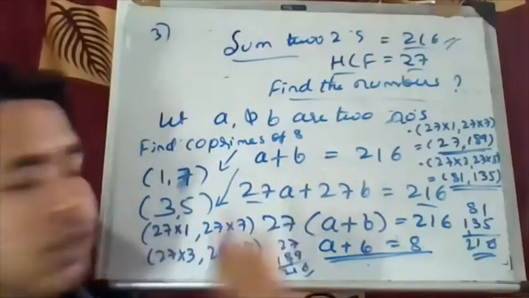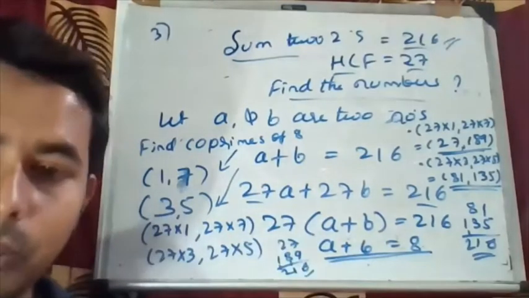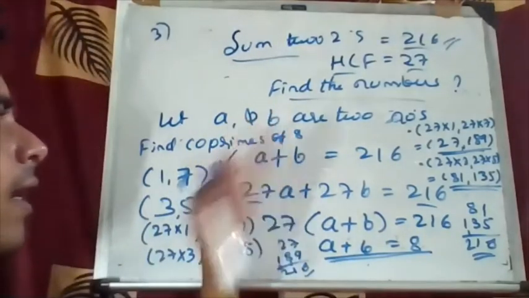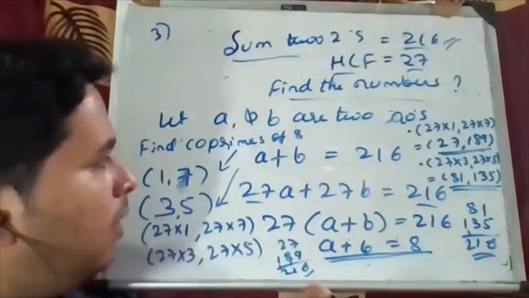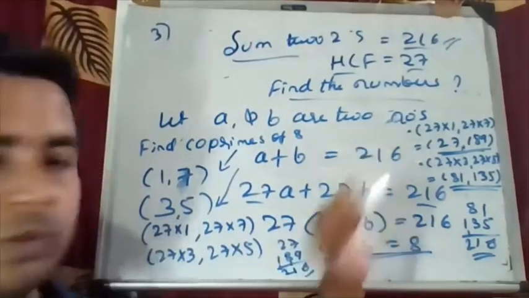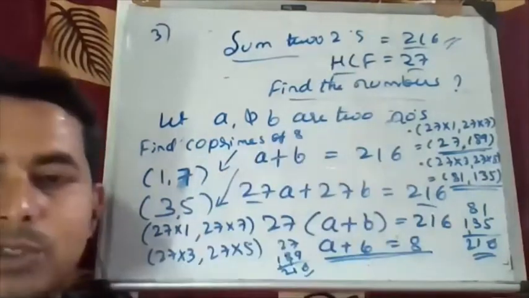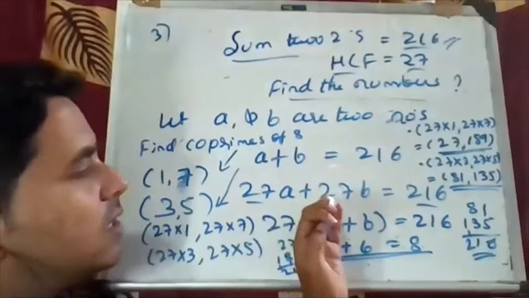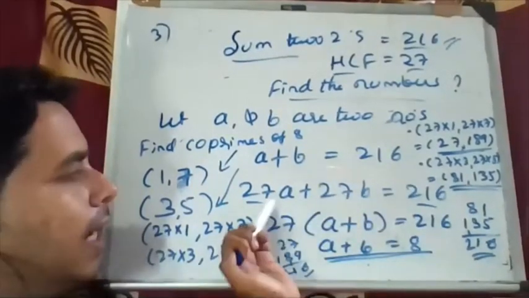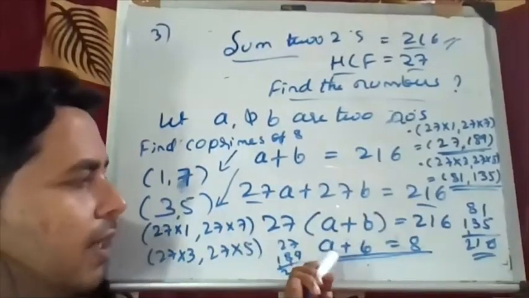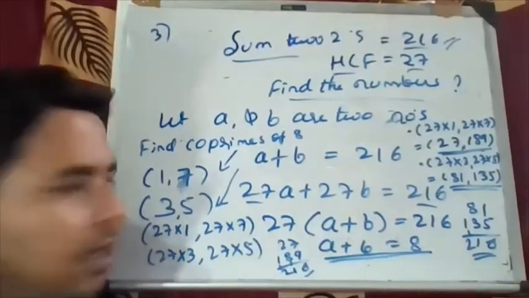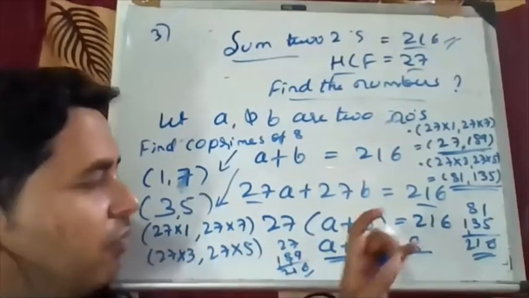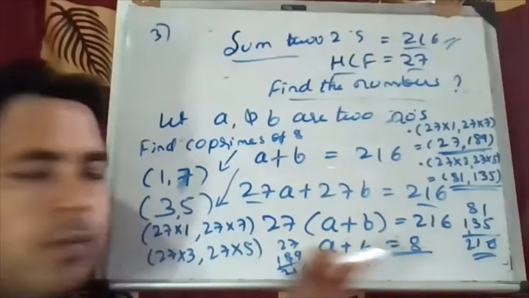Okay, this is the concept of how you have to find the two numbers. First, what to do? Let A and B be the two numbers, and if their sum is 216 and their HCF is 27, so I can write like this: 27 into A, 27 into B, sum 216. I'll take 27 common, so I'll get A plus B equals 8. So we have to find the co-primes of 8. 8 means 7 plus 1 is 8.